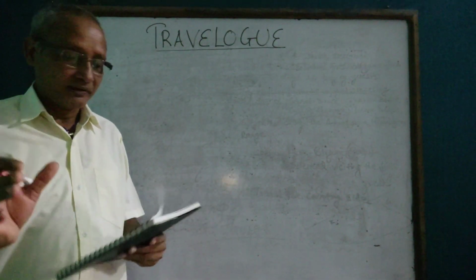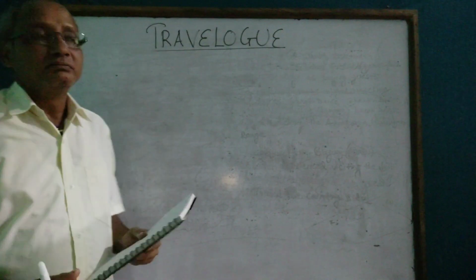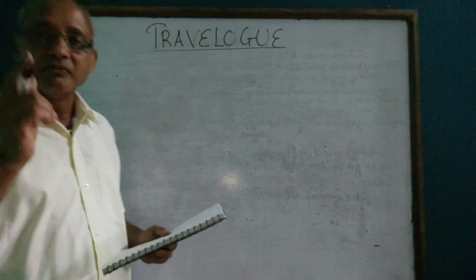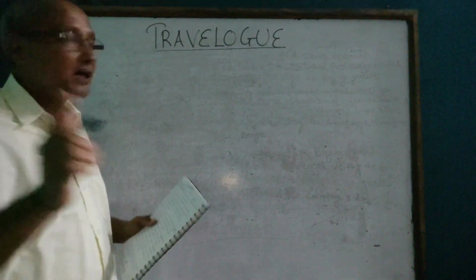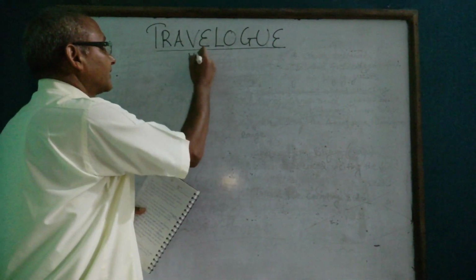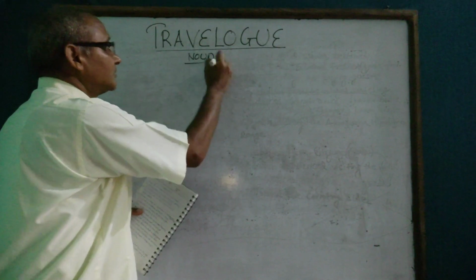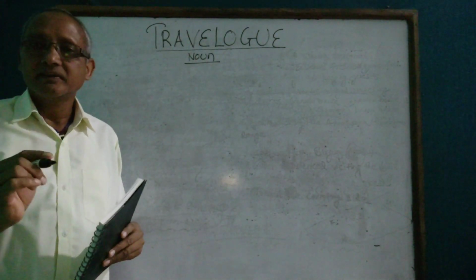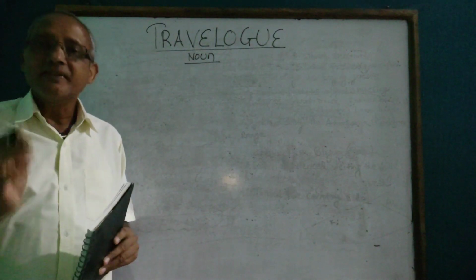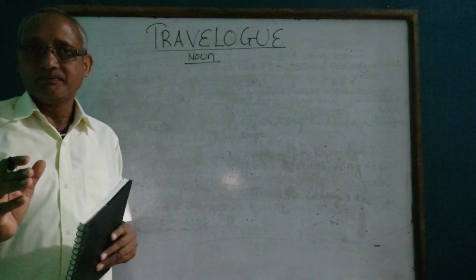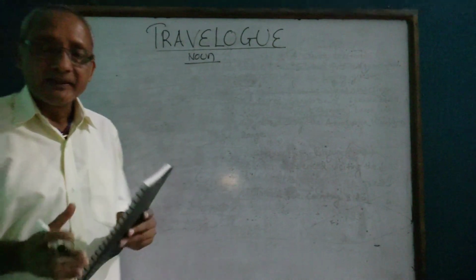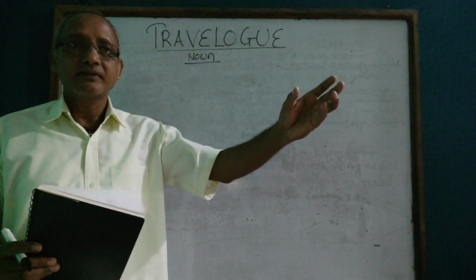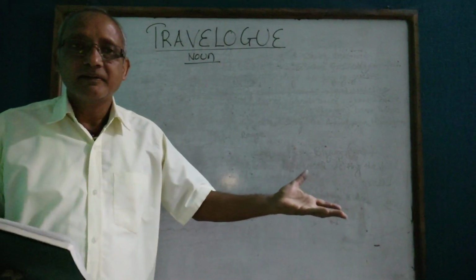I am here to help you and assist you with the lesson Travelogue. When we are talking about Travelogue, the word Travelogue is a noun. First of all, let's not forget this. It's a noun word and it has come from the word travel. What is the meaning of the word travel? It means going from one place to another place for a visit.